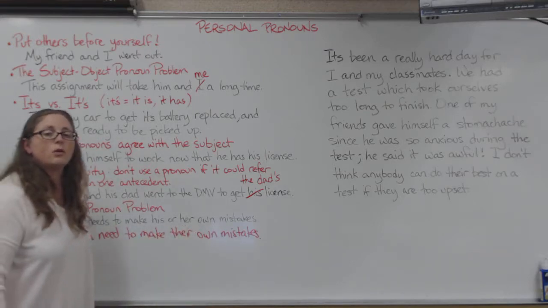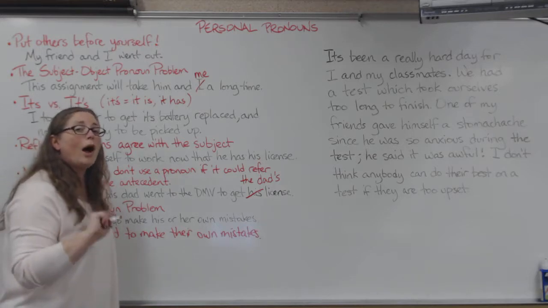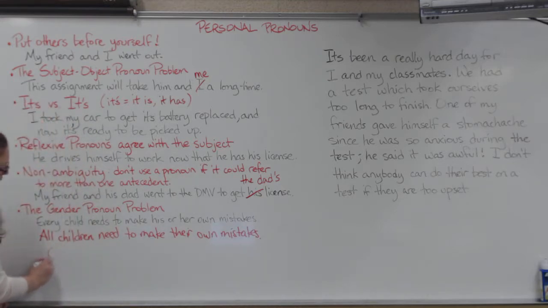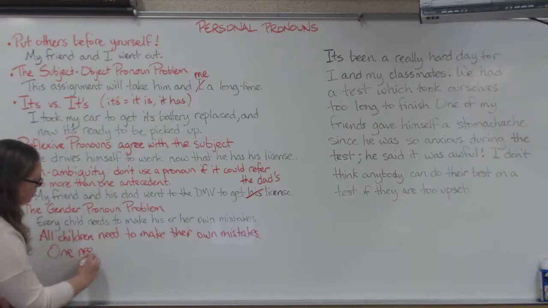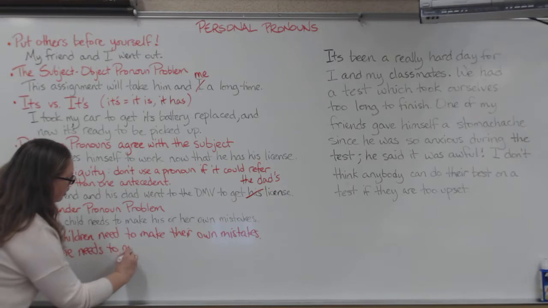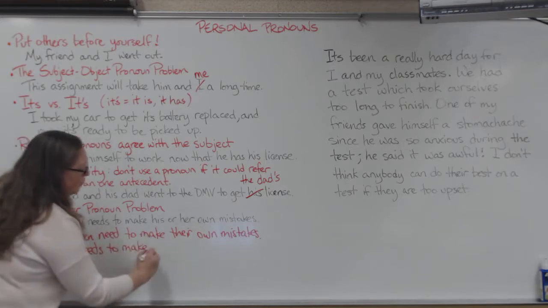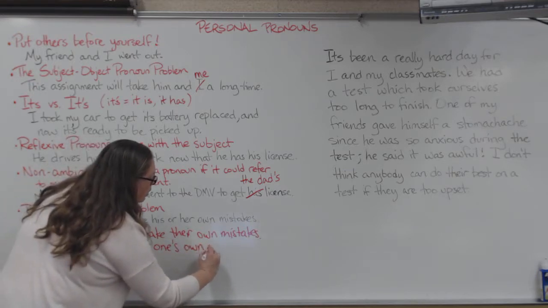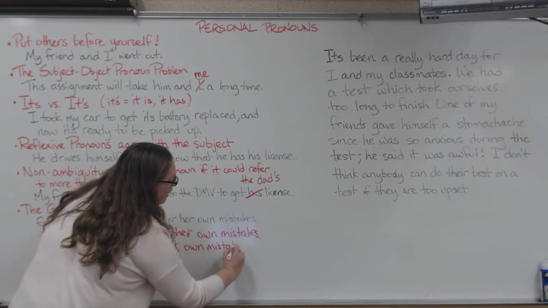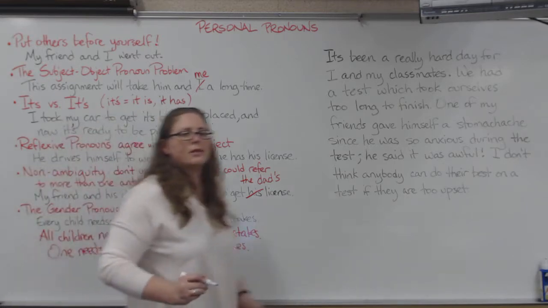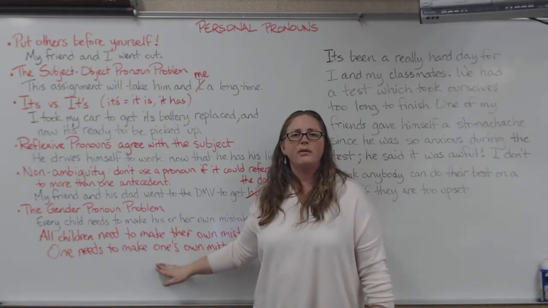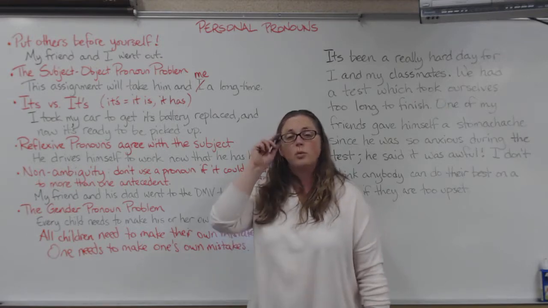Another possibility is that you could use the pronoun one. It's quite formal to do that, so we don't do it very often. But you could do that. One needs to make, and then the possessive is going to be one's own mistakes. Now, this doesn't work so well because it's not telling us that we're talking about children. So in this case, maybe this would not be a very good option. But in some cases, it would work fine.